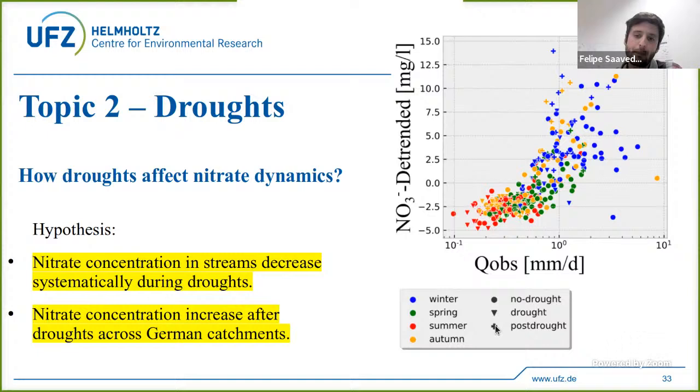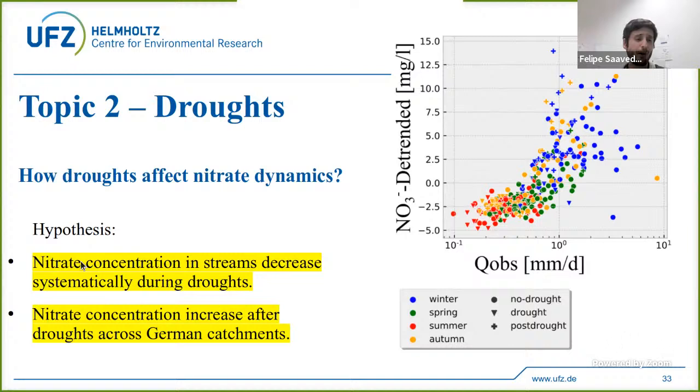And we see that these crosses in blue, but also in orange in autumn, are very, very high. So it could be possible that after drought, we see the same effect in German catchments. And on the contrary, if you look at the triangles, which are droughts, here in the red points in summer, we see very low nitrate concentration. And also here in some triangles in blue.